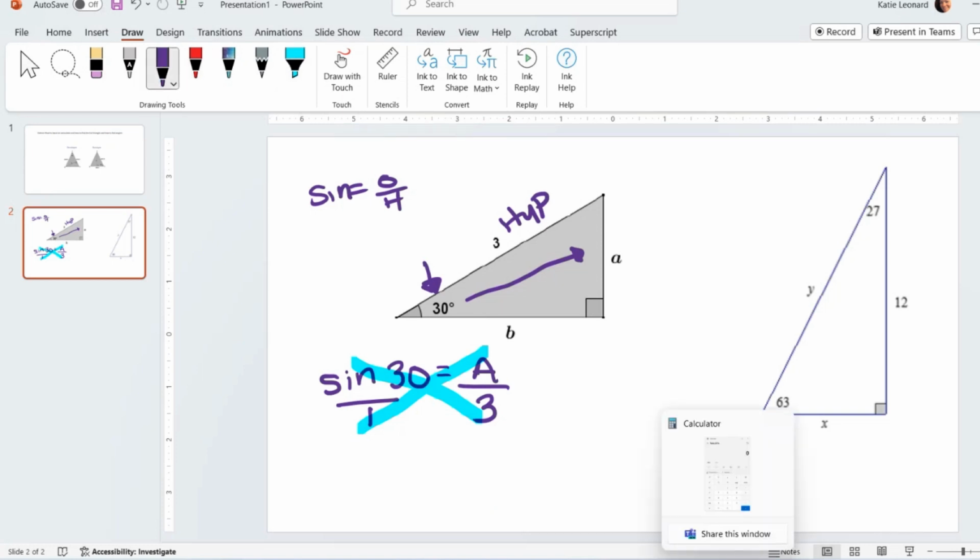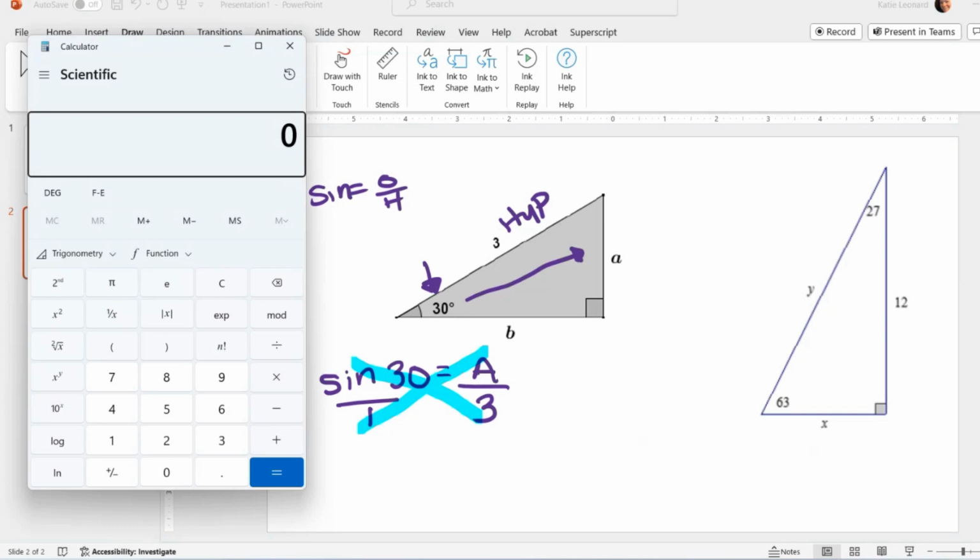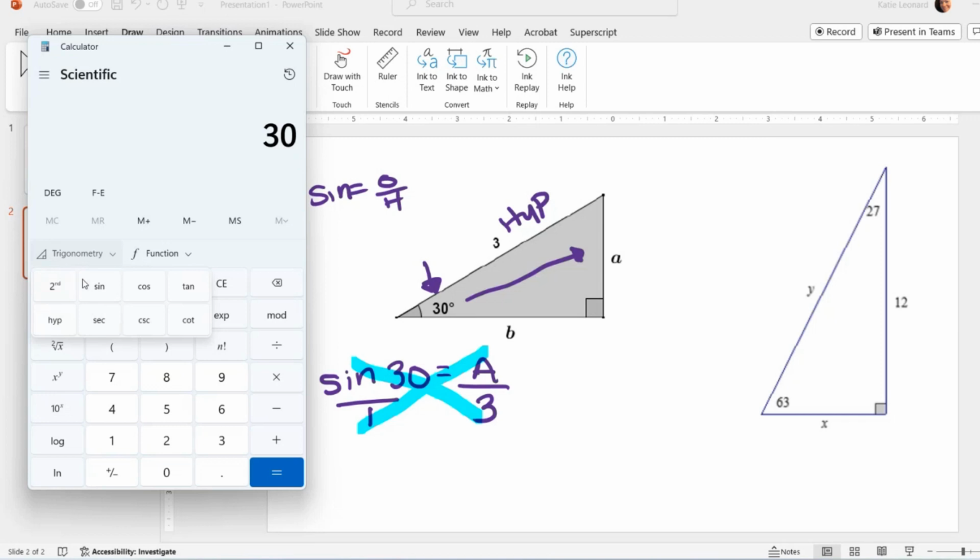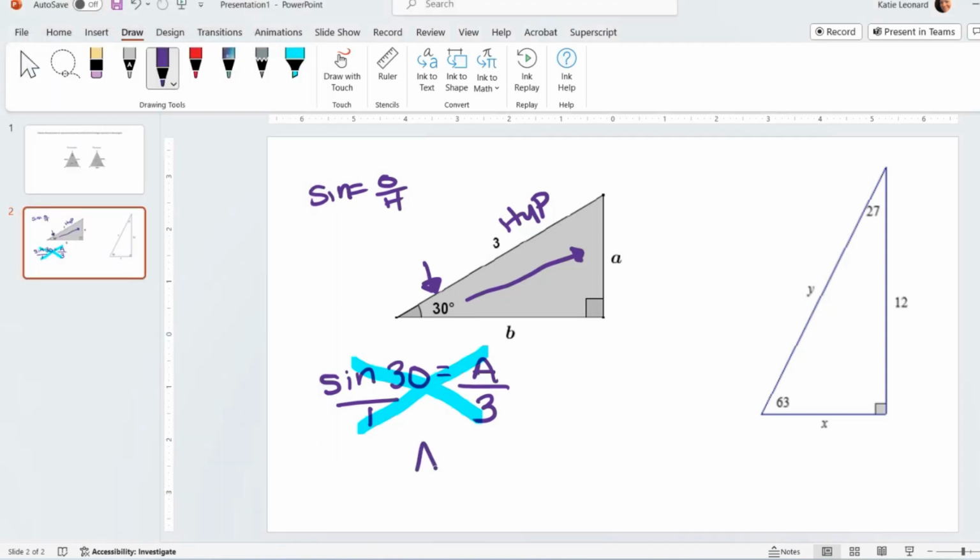Right? And that's where I'm going to use my calculator. So I'm going to put 30, go up to the trig, click on sine, and then I'm going to times this by 3. And I get 1.5 for A. And I'm able to do that because it was 1A, and 1A is the same thing as A. So A is 1.5.